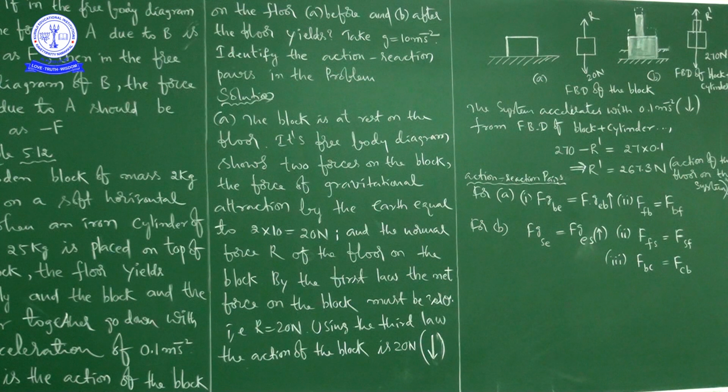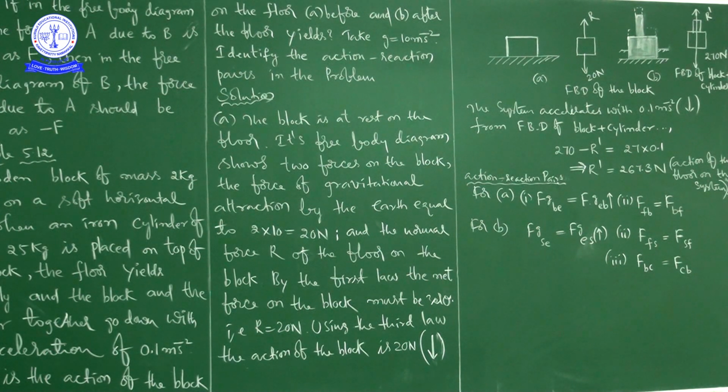Between the two forces acting on two different bodies. I'll repeat once again: between the two forces acting on two different bodies, if one is action, the other one will become the reaction, right? So keep in mind, here he is taking the action of the block as 20 newtons. This is the force acting by the block on the earth, that is vertically downward. Then what about the reaction? That is the force applied by the earth on the block.